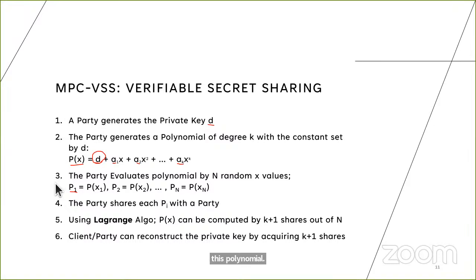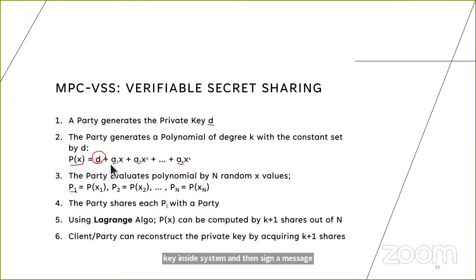So the question is, how can we sign a message by private key? Let's say a client wants to sign a message. In this case, the client needs to retrieve k plus 1 points from the MPC network, the parties, and then reconstruct the private key inside the system, and then sign a message.